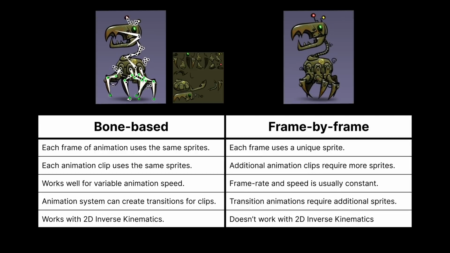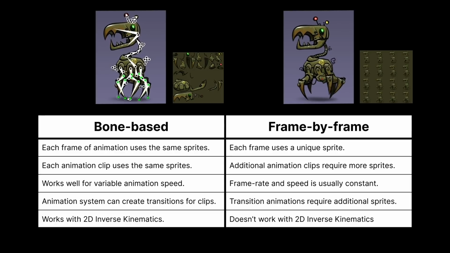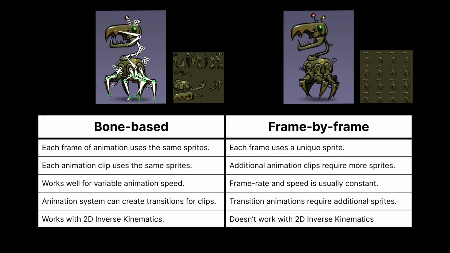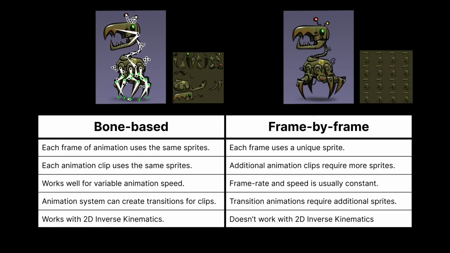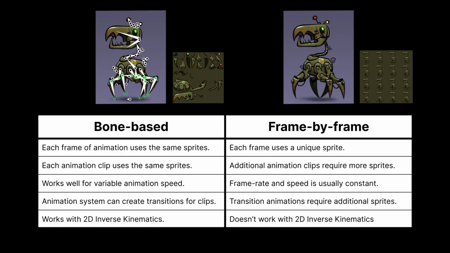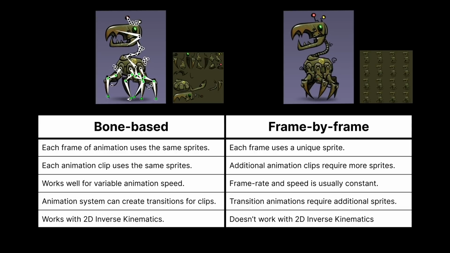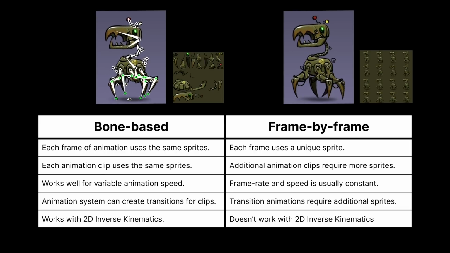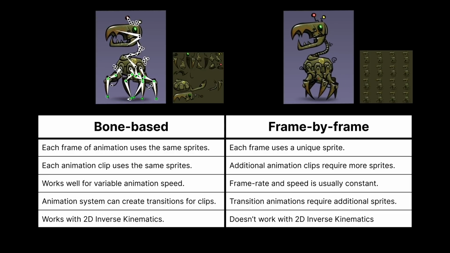For frame-by-frame animation, each frame uses a unique sprite, and additional animation clips will require additional sprites as well. The frame rate and speed is usually constant, and transitional animations require additional transitional sprites. And finally, it doesn't work with the 2D inverse kinematics system.